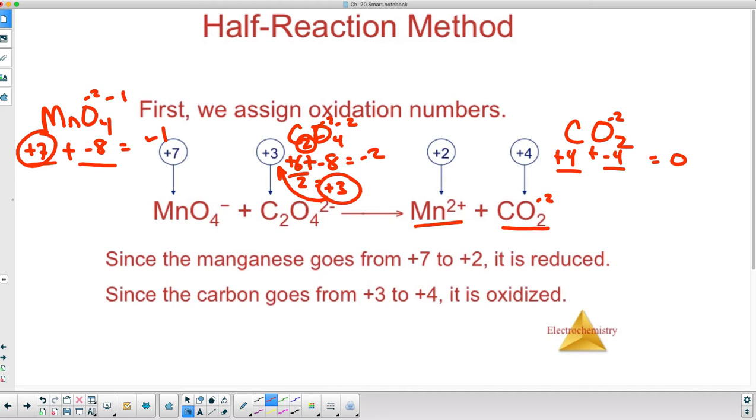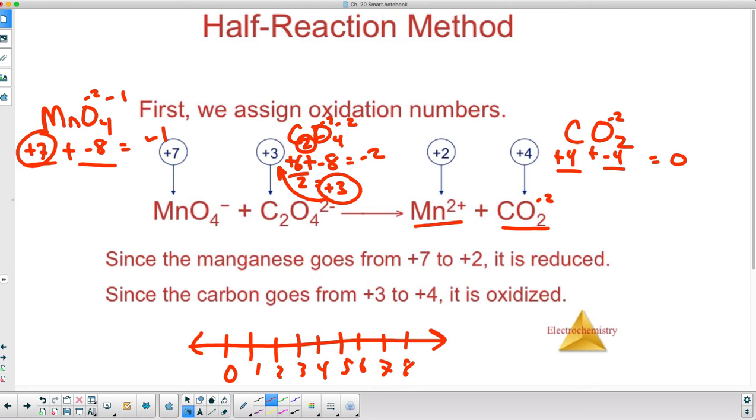Once we get to this point, I always use the number line. If our numbers are going to the right, it's being oxidized. If it's going to the left, it's being reduced. So let's say this is 0, 1, 2, 3, 4, 5, 6, 7, 8, and these are all pluses here. So I go from a +7 here to a +2 here. This is reduction. This is being reduced.